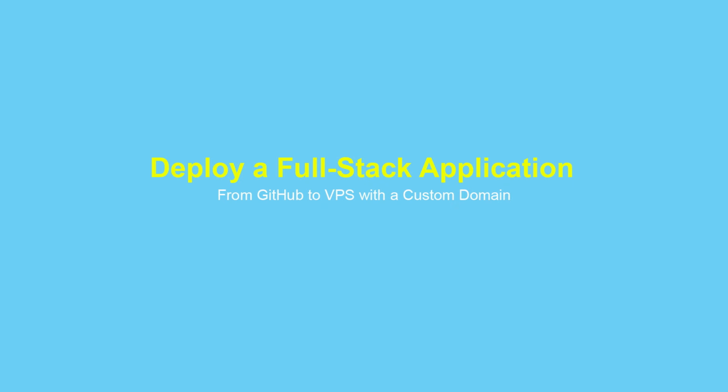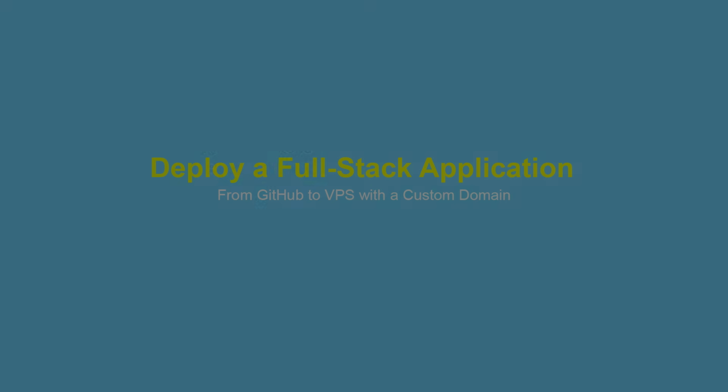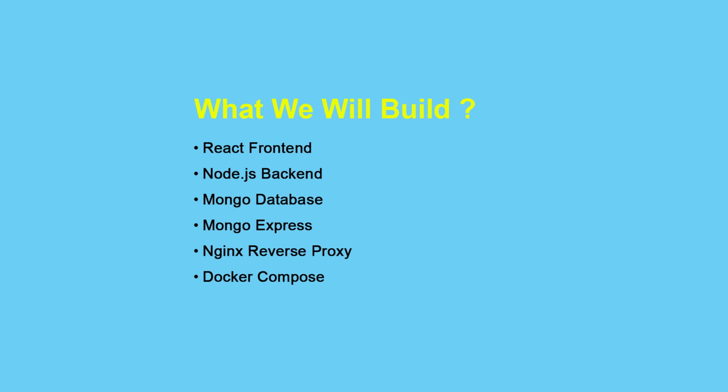In this part, we're going to deploy a complete full stack application using Docker Compose and Nginx. We will take our project from GitHub, run it on a VPS, and make it accessible through a real domain name. Before starting the practical part, let's look at what we're going to build.